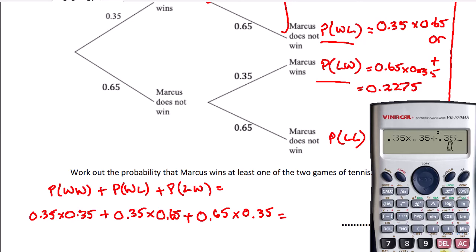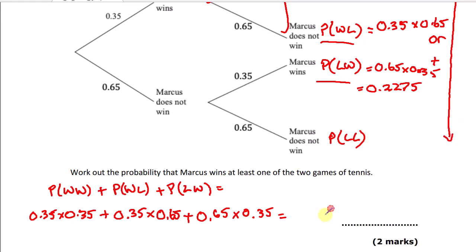0.35 times 0.65. And same thing again the other way around. 0.65 times 0.35, and this should give me 0.5775.